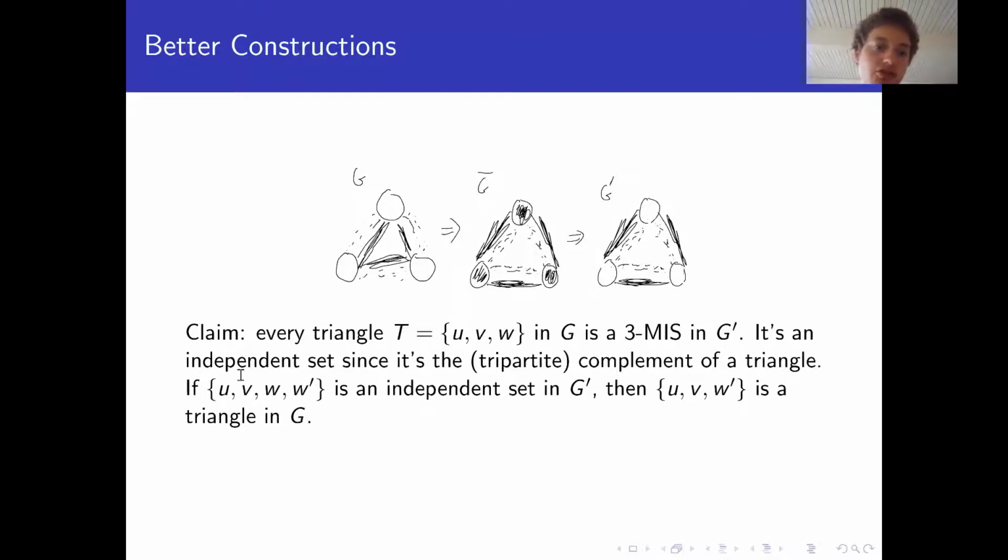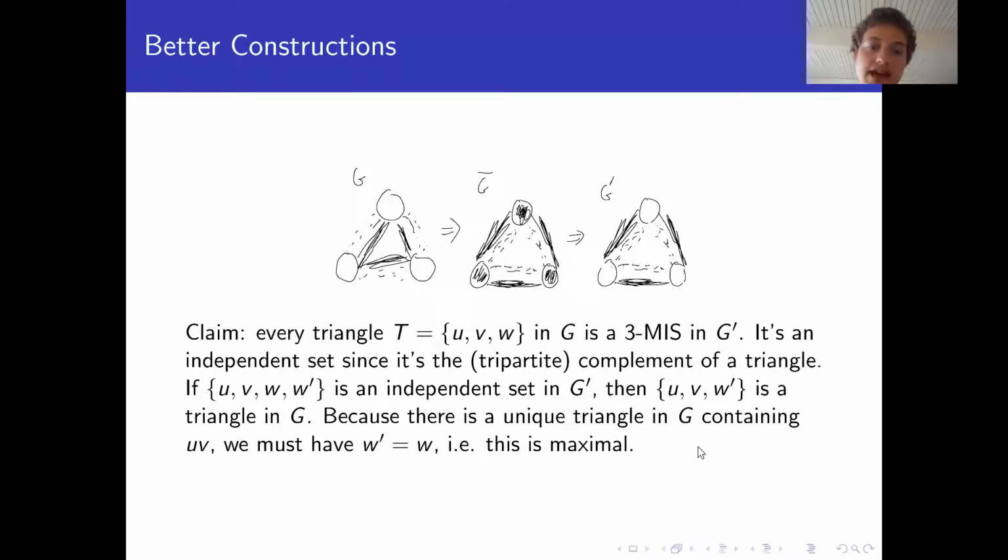Now to deal with maximality, we assume that we could add this extra vertex W prime and still be an independent set. Then you can work through the definitions and see that this means that U, V, and W prime is itself a triangle in Ruzsa-Szemerédi. But the edge UV is contained in a unique triangle in Ruzsa-Szemerédi. So this third vertex W prime must be the same as this third vertex W. The only way to add a new vertex to our independent set is if we add something that's already in there. So this is indeed a maximal independent set.